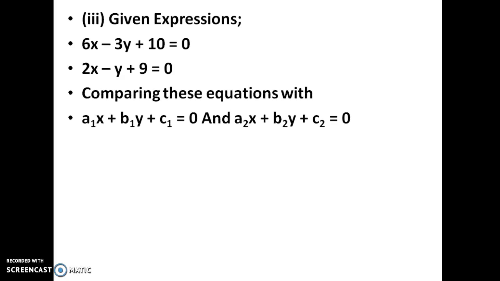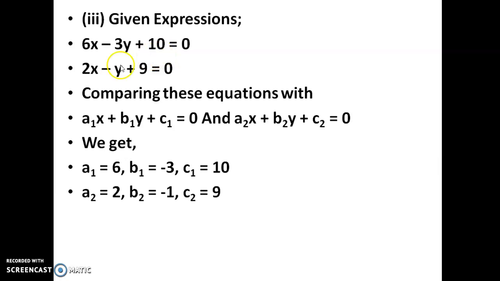Then next subdivision. Given expression is 6x minus 3y plus 10 equal to 0, and 2x minus y plus 9 equal to 0. This is the given expression. So we are going to compare with this standard form. Now we write A1 equal to 6, B1 equal to minus 3, with the sign you should take. Then C1 is plus 10. Then A2 is 2.